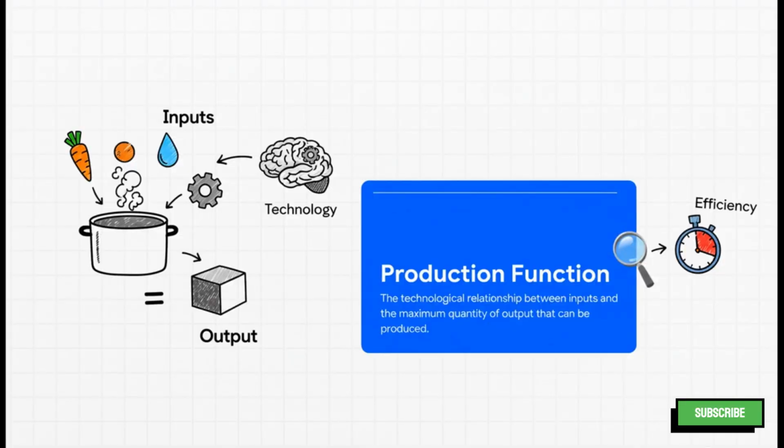You could say that every firm has its own secret recipe. In economics, we call this recipe the production function. Now, don't let the name fool you. It's basically a technical relationship that tells you the absolute maximum output you can squeeze out of a given set of inputs. It's all about being as efficient as possible.